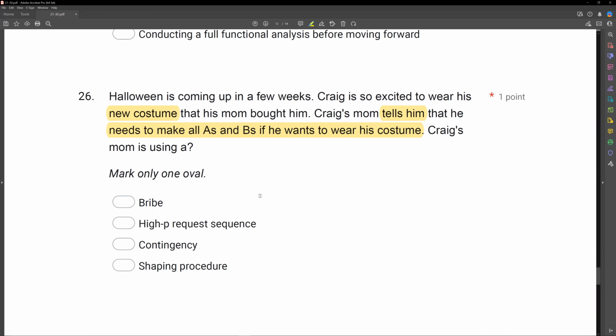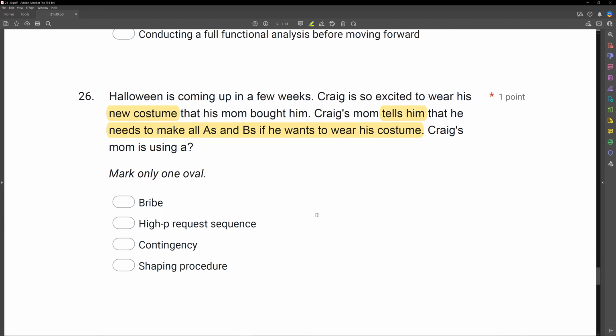Because the contingency is what? Well, it's simply an if-then statement. If you do this, then you do this. Craig's mom says, if you get A's and B's, you get to wear your costume. A bribe would be Craig gets to wear his costume, and then his mom says, now you have to make A's and B's. Craig gets the consequence first, right? He gets the reinforcer first. That's a bribe. The reinforcer has to follow positive behavior we want to see.